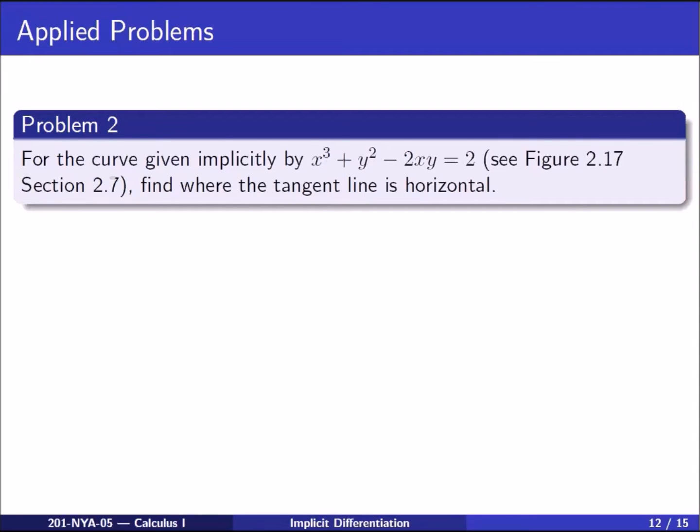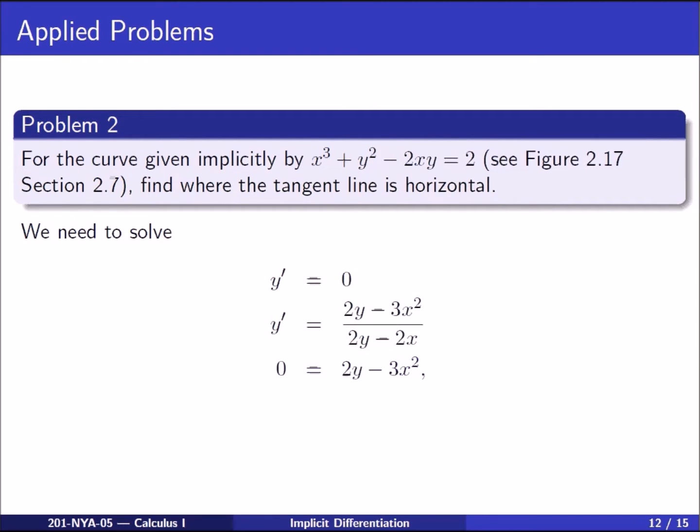Now, in our last problem, given the same curve, we want to find where the tangent line is horizontal. So the idea here is to find where the derivative is equal to 0. So recall we have found previously an expression for y prime, which is 2y minus 3x squared over 2y minus 2x. And we want to find where this is 0, which means that we want to find where this ratio is equal to 0, and a ratio will only be equal to 0 if its numerator is 0.